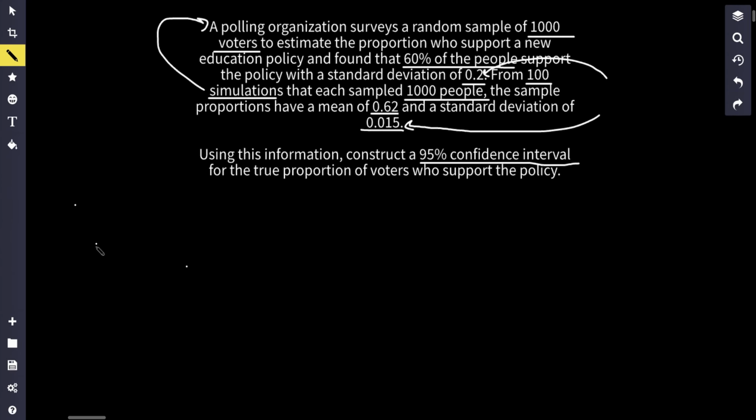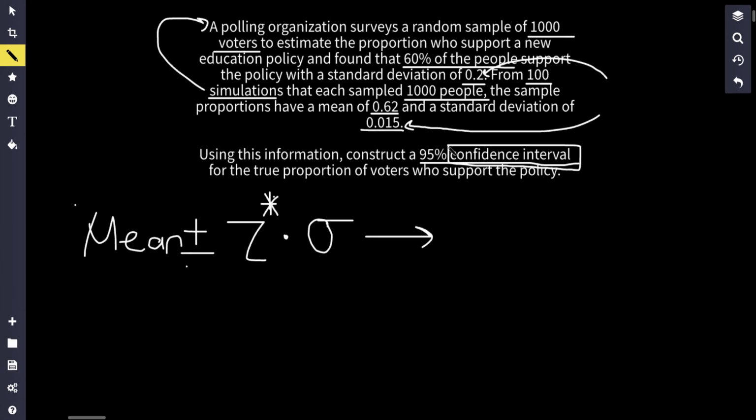Let's find out how to construct a 95% confidence interval. So what you're going to do is use the data from the simulations, because that's the data that most accurately represents our true population, right? What they think. It's going to be an interval, so it's going to be between two values.